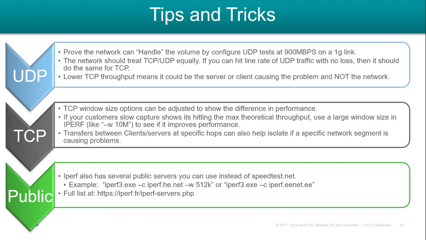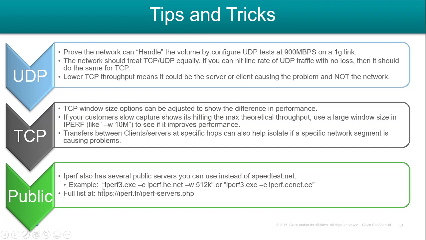Because if iperf can get the speeds they expect, but their application cannot, well, the network doesn't really care what the application is unless they have some sort of QoS or other policy that's explicitly looking for it. But if the answer is no, there's nothing in the path that would otherwise treat that traffic differently, well, then chances are you're looking at a client or application issue.